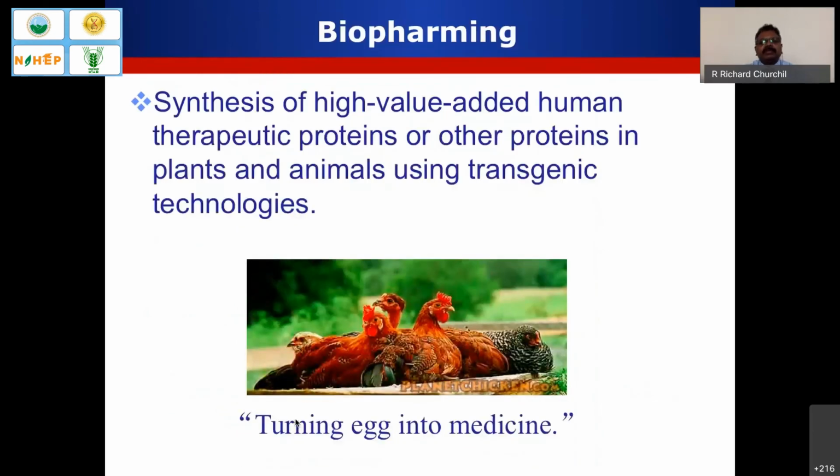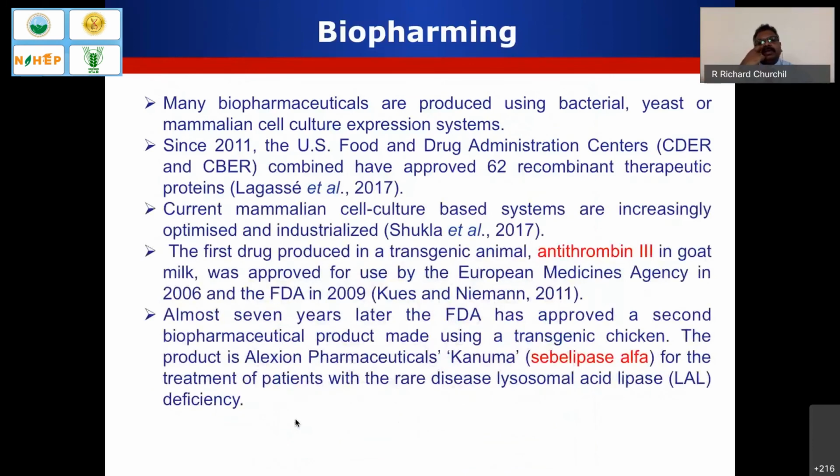So biofarming, we have discussed. The achievements so far, there are many. Recombinant proteins are produced from these transgenic animals. There are many reports, but very few are efficient, or the amount of the transgenic product produced is significant, so that it can be used for commercial purpose.